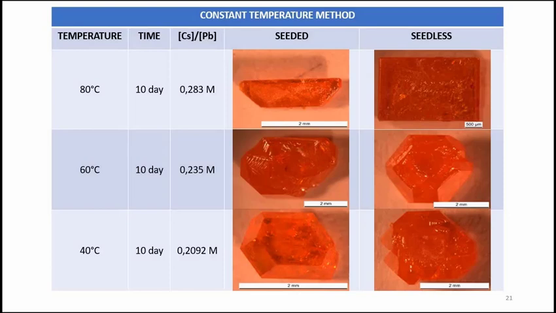Defects can be observed much more clearly in single crystals at 80 degrees Celsius. These defects are also evident on the crystal surfaces of single crystals obtained at 60 degrees Celsius. Due to the relatively lower thermal energy at 40 degrees Celsius, the resulting single crystal is clear.